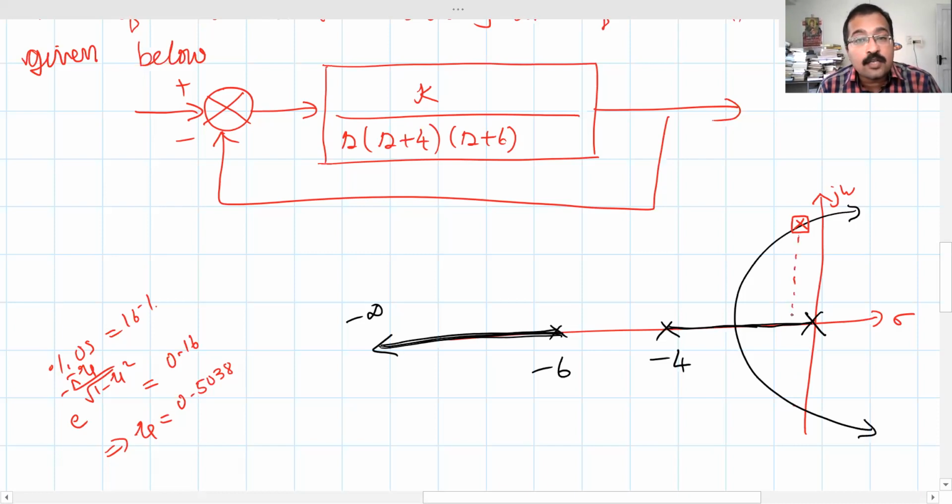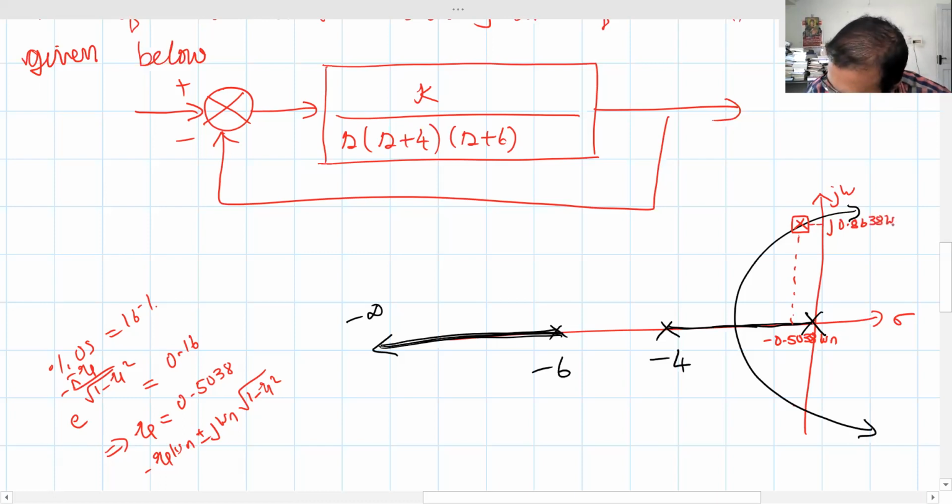What was the second order pole? Minus zeta omega n plus minus j omega n into root of 1 minus zeta square, out of which we know zeta. So the real part will become minus 0.5038 omega n. Omega n is unknown. And the imaginary part, if you substitute, you will get j 0.8638 omega n. So if we can find omega n, we can know the dominant pole pairs, which gives a second order equivalent approximation of this feedback configuration.